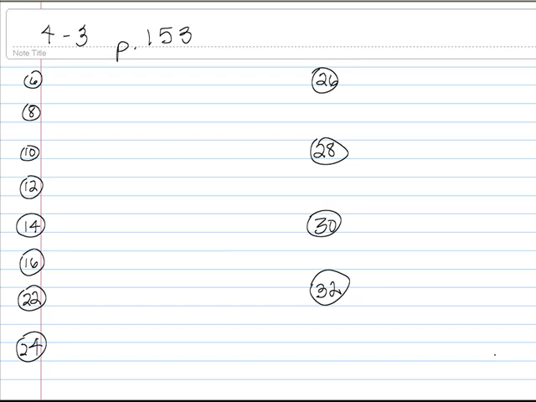Let's look at some sample problems from section 4-3 dealing with the addition rule. These exercises begin on page 153 in our textbook, and I'm going to start with number 6. It says, for these exercises, determine whether the two events are disjoint for a single trial. Consider disjoint to be equivalent to separate or not overlapping.